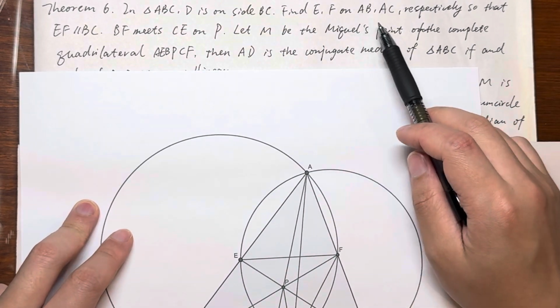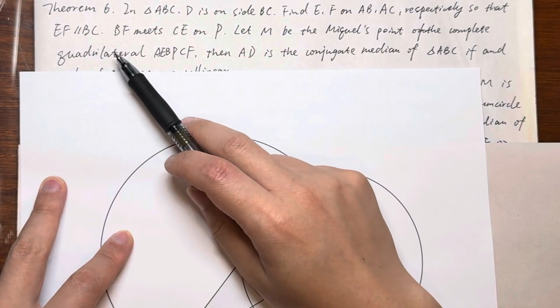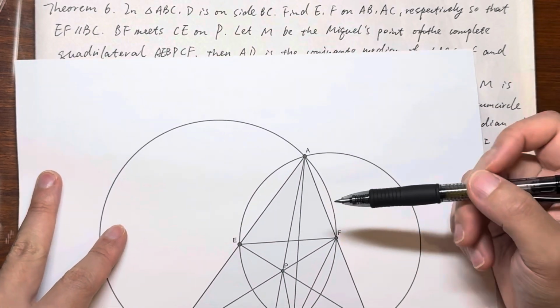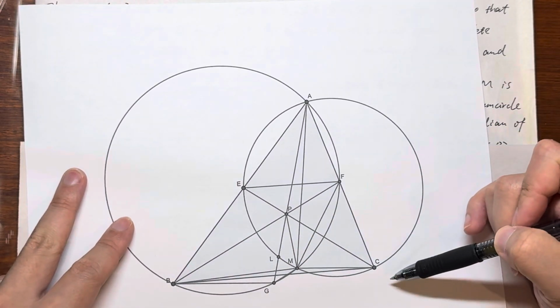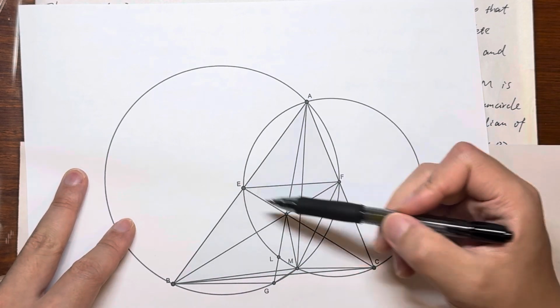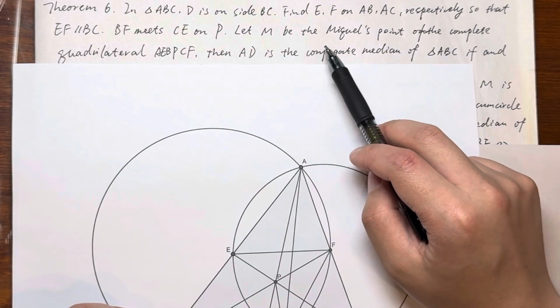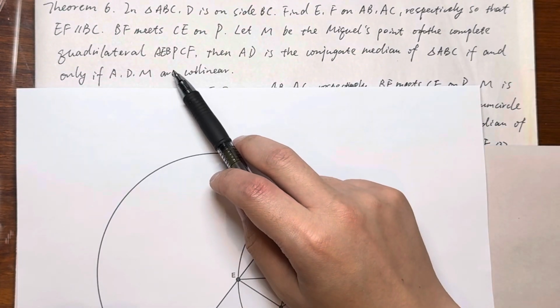Find E, F on AB and AC respectively, so that EF is parallel to BC and BF meets CE at P, right? So EF is parallel to BC, and we connect BF and CE, and their intersection point is P. Let M be the Miquel point of the complete quadrilateral AEBPCF.